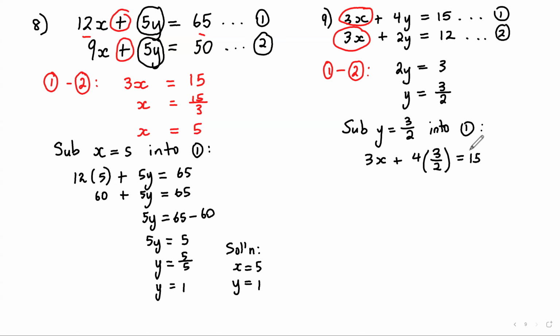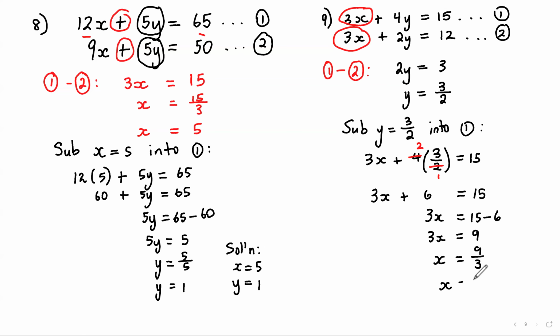And now what I can do is simplify here. So 2 into 2 is 1. 2 into 4 is 2, and then 2 times 3 is 6. So this will end up being 3x plus 2 times 3, 6, is equal to 15. And therefore, 3x will be equal to 15 take away 6. So 3x is equal to 9. And then x would be 9 divided by 3, which makes x equal to 3.